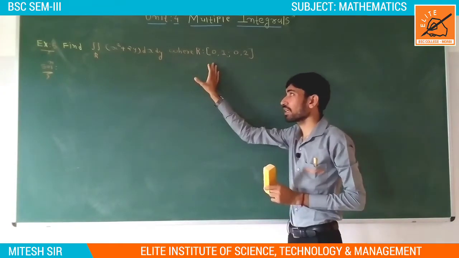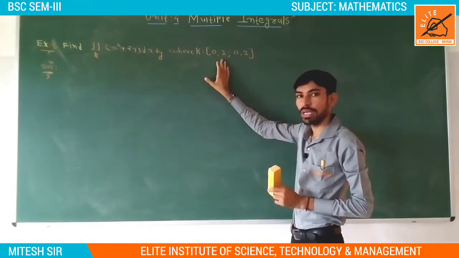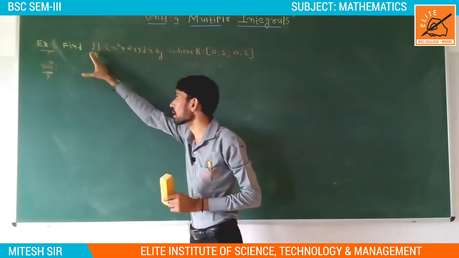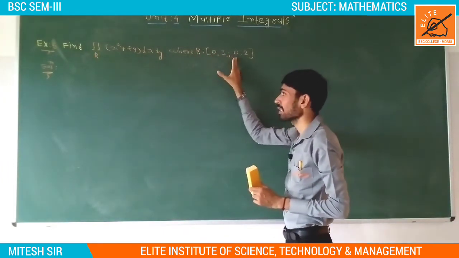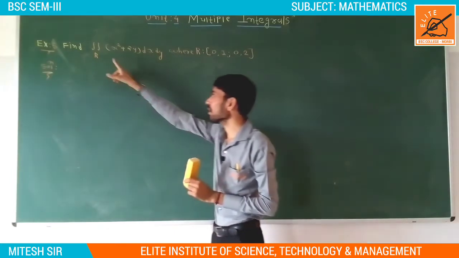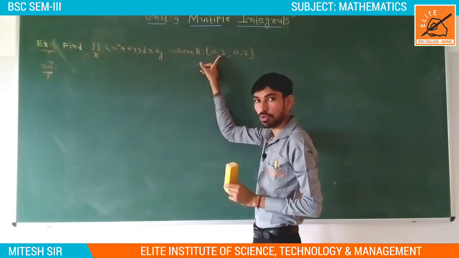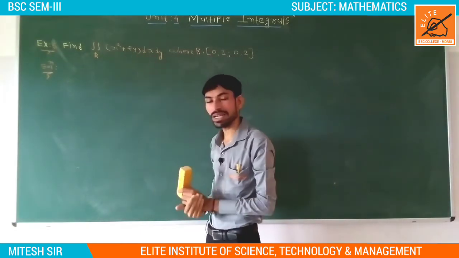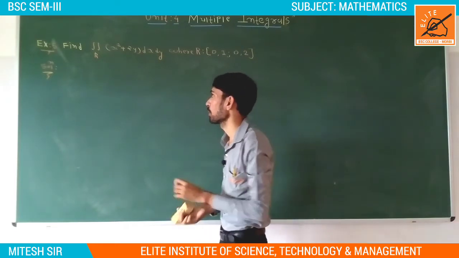So friends, when the integration limits are given in this way, usually the first limit is considered for the first integration and the second limit is considered for the second integration. So our integration will be integration 0 to 1, integration 0 to 2. Our function is x square plus 2y dx dy. So let's see the solution of the fifth one.